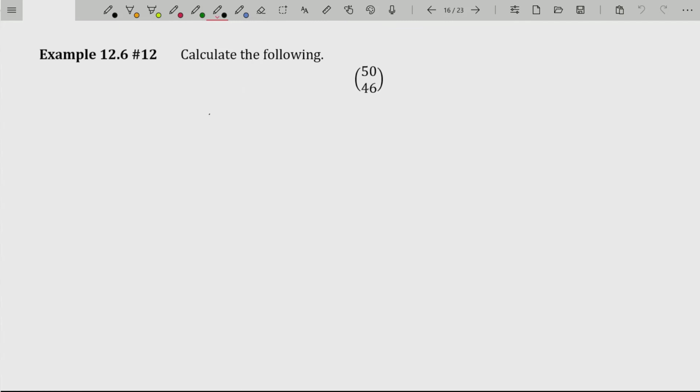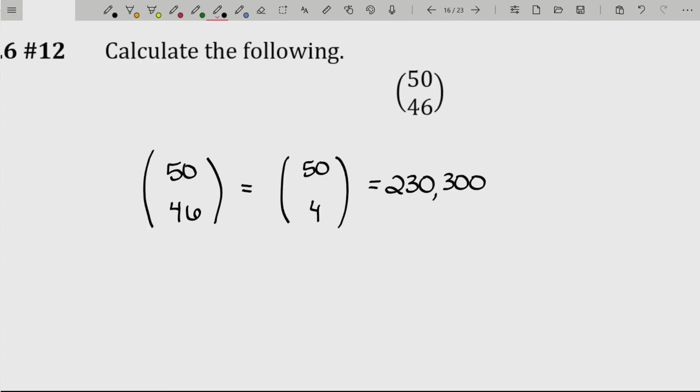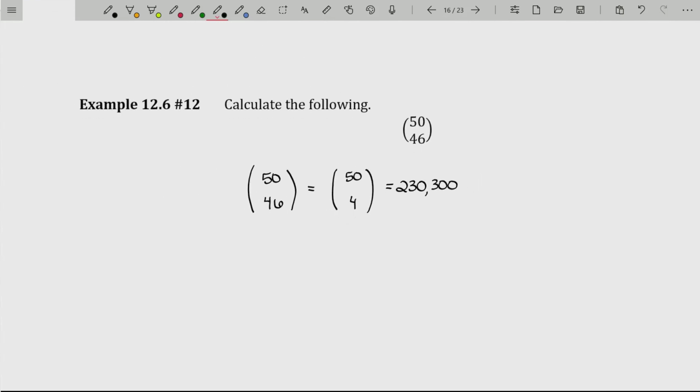All right, so this is 50 choose 46, but we happen to know something about 50 choose 46. It's the same thing as 50 choose only 4. And we just computed that in the last example. It's 230,300. Again, they're the same because choosing 46 of your 50 friends to go to a party is the same thing as ignoring 4 of your 50 friends. Picking which 4 you're going to ignore is the same as picking which 46 you're not going to ignore. So there is that symmetry with the choose notation.